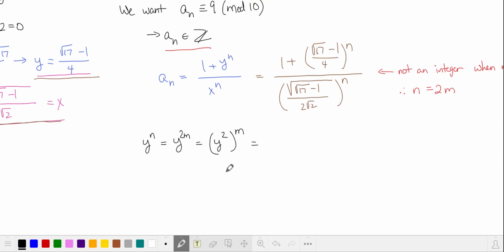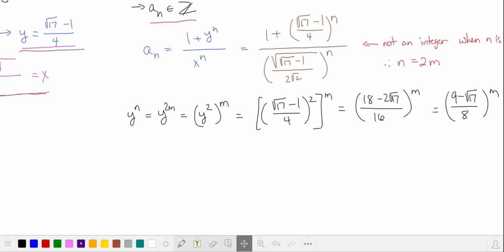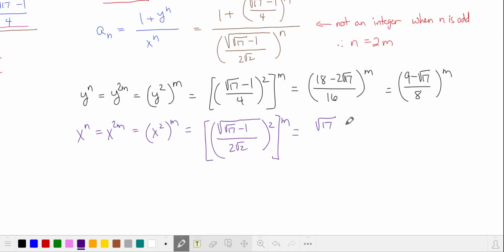Using our rules for exponents, we're going to square y and express it as a power of m. So I'll substitute for y, and then we'll raise this to the mth power. Foiling out the numerator, we get 17 plus 1 is 18, minus 2 root 17, and we'll square the denominator. All of these terms are even, so I'll pull out a factor of 2. Let's do the same thing with x. Squaring the numerator gets rid of the square root sign, and our denominator is 8.